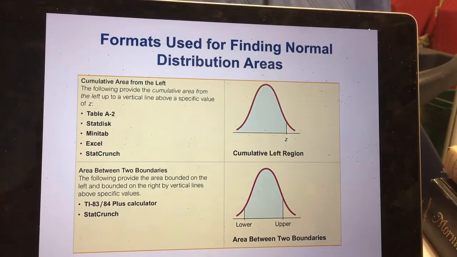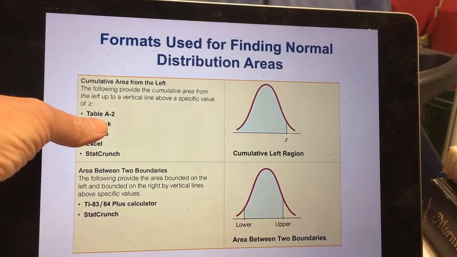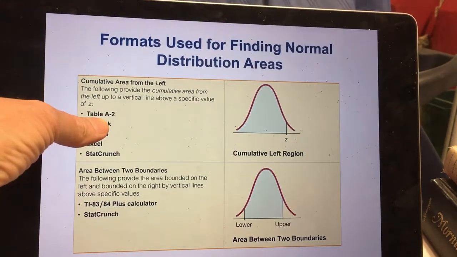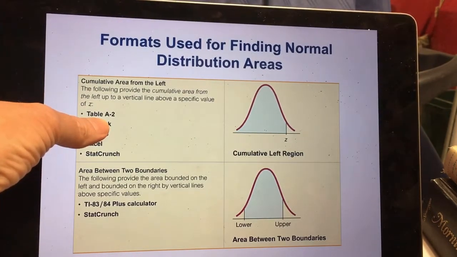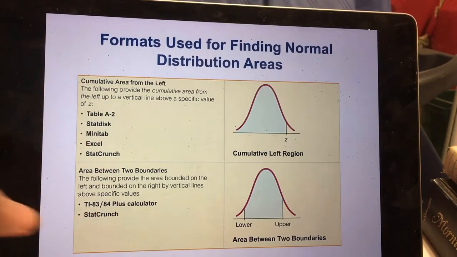All right, so here are just the formats used for finding normal distribution areas. This is in your book, but generally you're going to be using your TI-83 or 84 for almost everything. You're really not going to be able to use any of these on the test. On the test you will have access to your table, and of course you will have access to your calculator. So we're going to be using those the most.